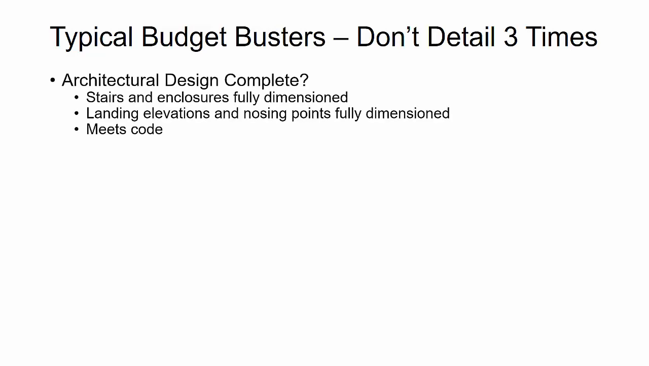All right, so what are some of the typical budget busters that cause you to have to detail the project more than 2 or 3 times? Well, the first thing that you want to evaluate is how complete is the architectural design. Are stairs and the enclosures fully dimensioned? Are landing elevations shown? Are the nosing points and the riser heights fully dimensioned, and the quantity of riser heights?